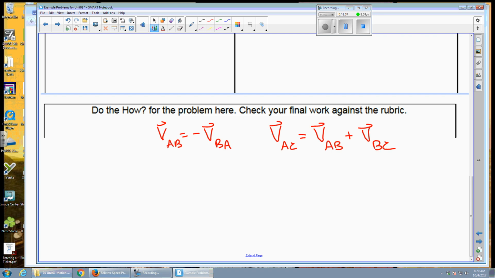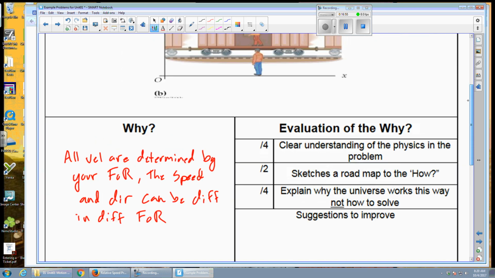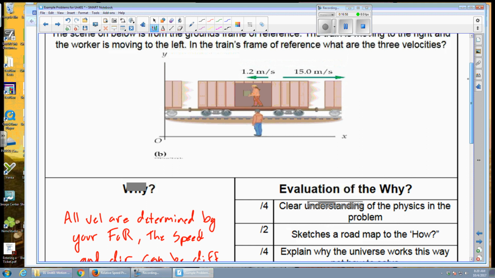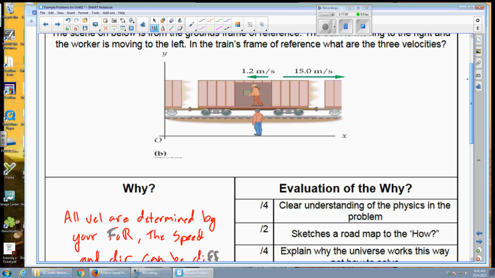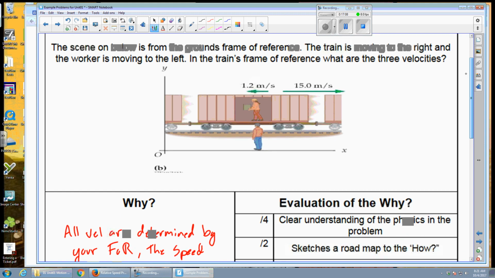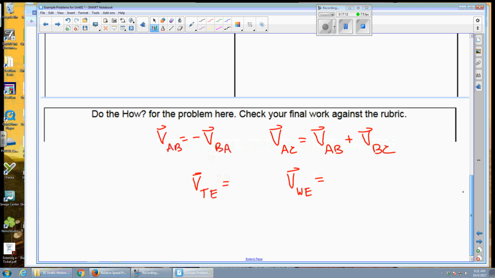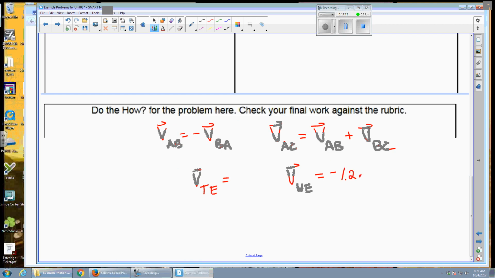Here they tell me the velocity of the train with respect to the Earth, and they tell me the velocity of the worker with respect to the Earth. So which way do you guys want to call positive? To the right? Yeah, okay. So the train is positive 15 and the worker is negative 1.2. Right? So worker Earth is negative 1.2 meters per second. Train is positive 15 meters per second.